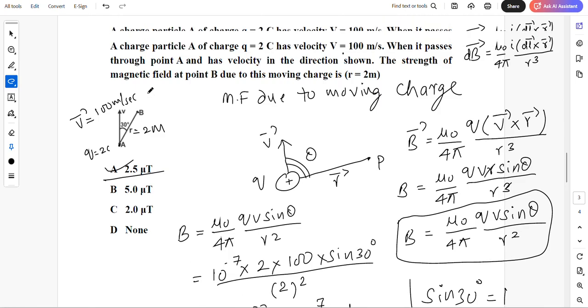We have done two problems based on two formulae. One is for the magnetic field due to a small current carrying element of length dl, and one is for the magnetic field due to a moving charge.